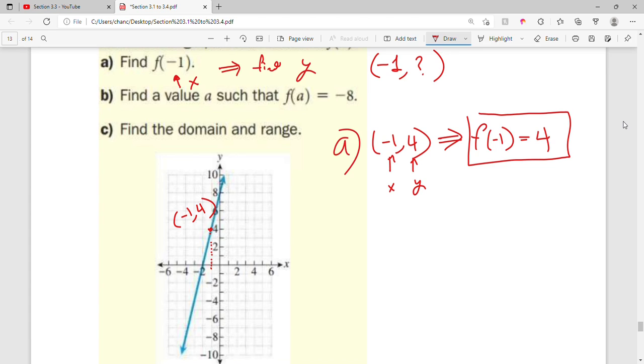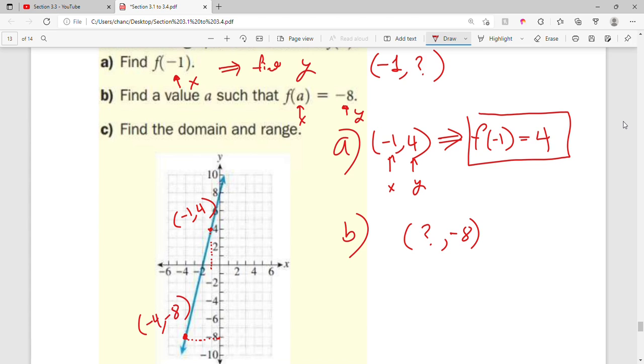That's part A. For part B, I don't know what that x is. That's what I'm looking for. But we are given the y, which is negative 8. So look on the graph. Where is there a something comma negative 8? So the negative 8 is given. That's the y coordinate of negative 4 comma negative 8.